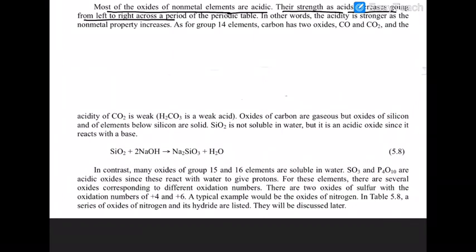Like oxide of CO2 is less acidic than oxides of nitrogen, which is less acidic than oxides of sulfur, which is less acidic than oxides of chlorine.